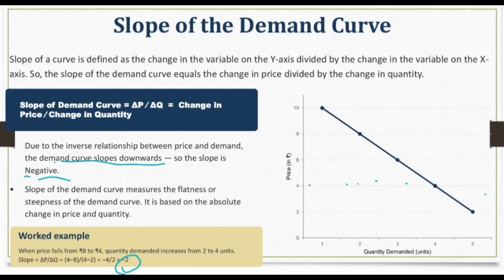Why are we getting minus 2 here? Because this demand curve has a slope which is negative. Negative means that it is downward sloping. So this minus basically indicates that it is downward sloping. Slope of the demand curve measures the flatness or steepness of the demand curve. It is based on the absolute change in price and quantity. So basically it tells you how flat or how steep your demand curve is. Here we can see it is a little flatter. But if I just draw a demand curve like this, it is much steeper, although it's not straight, but yeah. So I hope you have understood this.